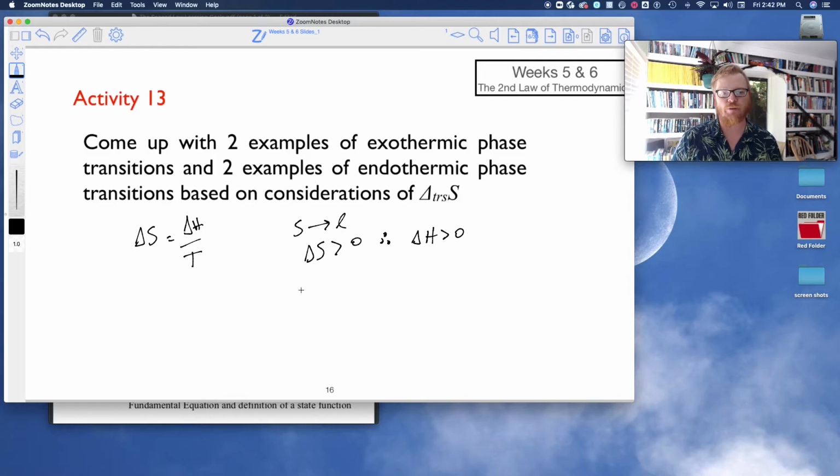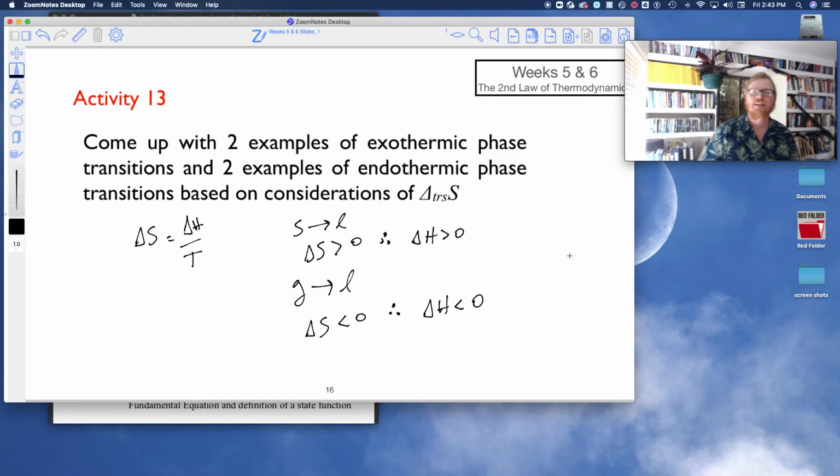And so, if we think about now going from a gas to a liquid, what happens to delta S? Well, a gas has a lot of microstates. It's fairly chaotic. A liquid has less. So there is a decrease in entropy in going from a gas to a liquid. Correspondingly, there has to be a release of heat. So this is an exothermic phase transition going from a gas to a liquid.